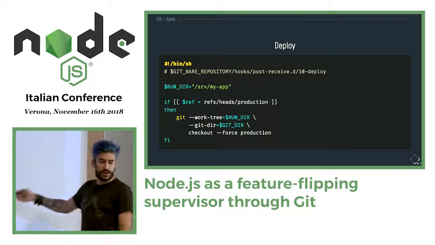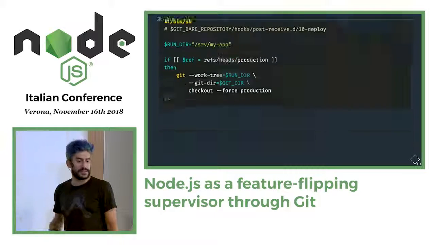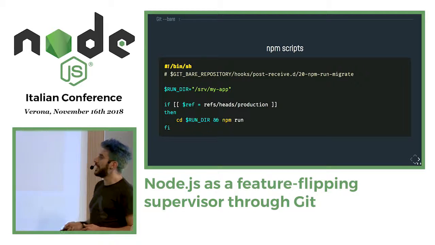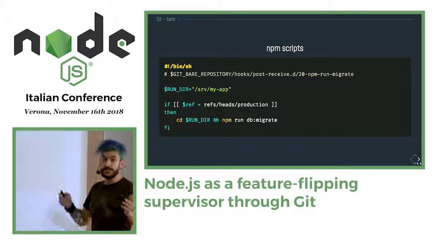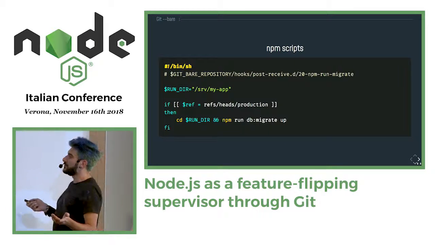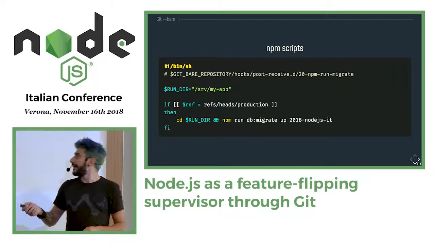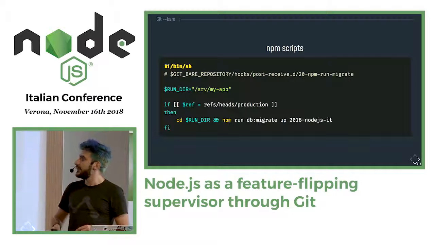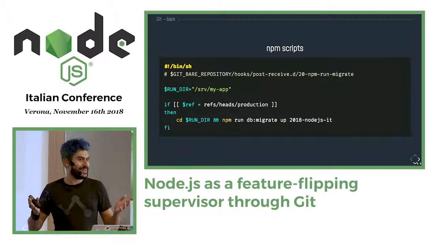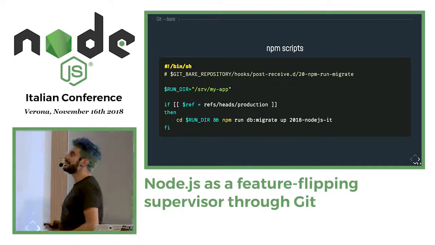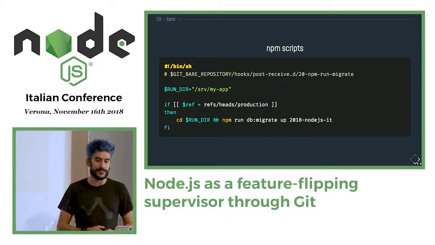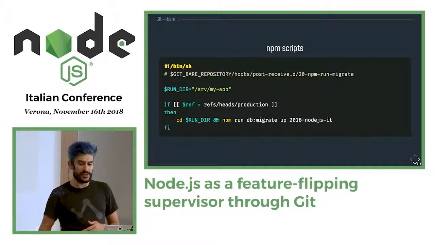So I can do that with deployment, but I can also do that with npm scripts. So I can run various scripts. So I can, for instance, run db migrate to migrate up to the 2018 Node.js version. And it's done. So it's easy to perform your various migrations when you are doing some modification on your code base.